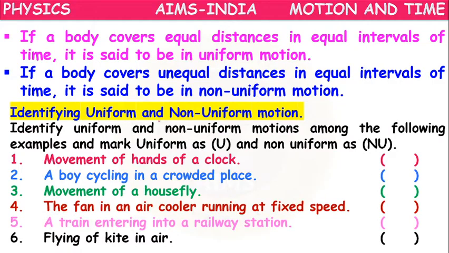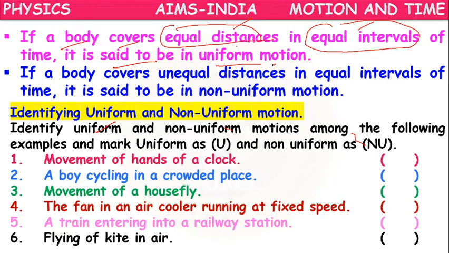So next, how can we define uniform motion? By the above table, in a simple way, if a body covers equal distances in equal intervals of time, these two words are very, very important, children, equal distances in equal intervals of time, it is said to be in uniform motion.